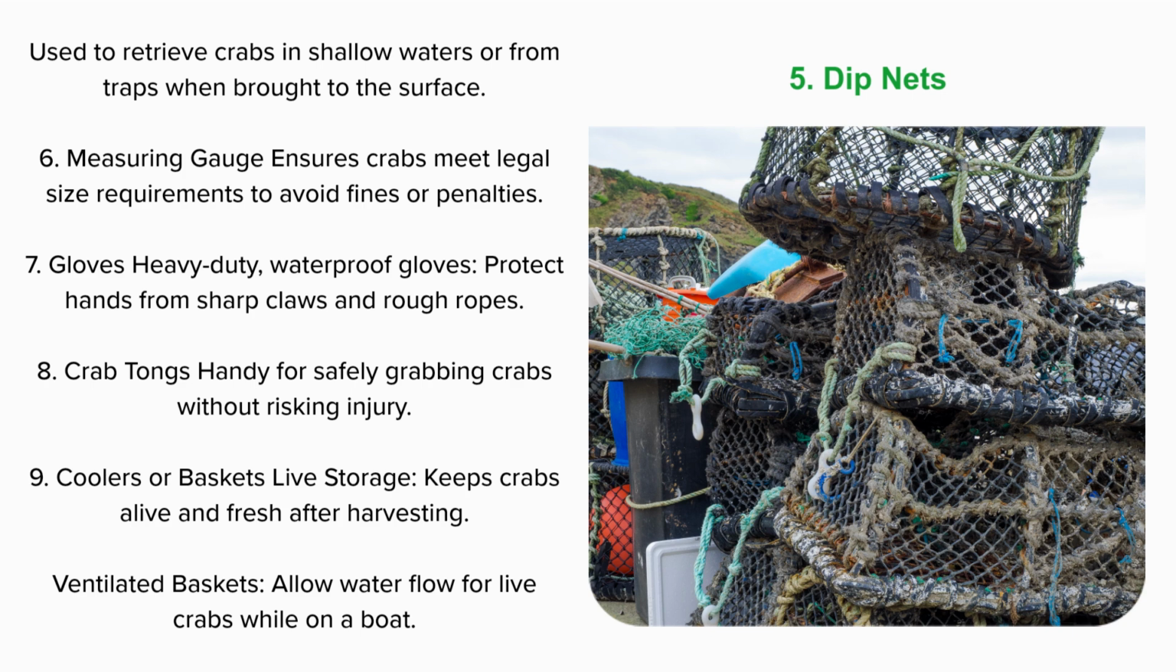7. Gloves. Heavy-duty, waterproof gloves. Protect hands from sharp claws and rough ropes. 8. Crab tongs. Handy for safely grabbing crabs without risking injury. 9. Coolers or baskets. Live storage: keeps crabs alive and fresh after harvesting. Ventilated baskets: allow water flow for live crabs while on a boat.